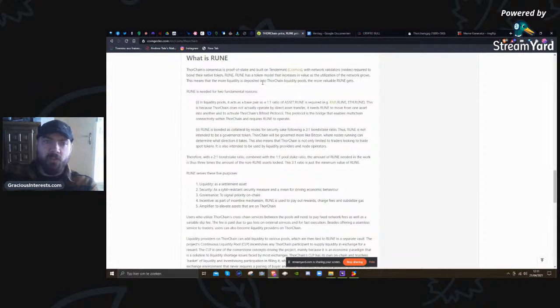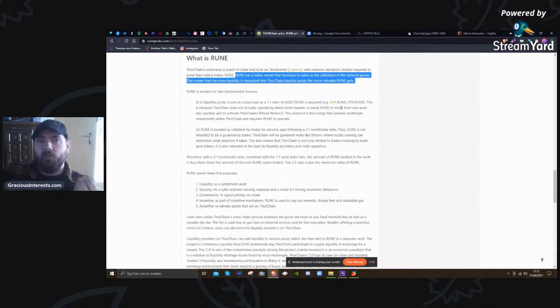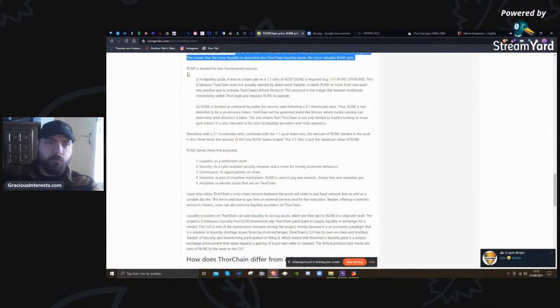This means that the more liquidity is deposited into THORCHAIN liquidity pools, the more valuable RUNE gets. This implies its value is derived from the use of the platform. That's basically what this is saying. So the more popular THORCHAIN gets, the more valuable their native token becomes.